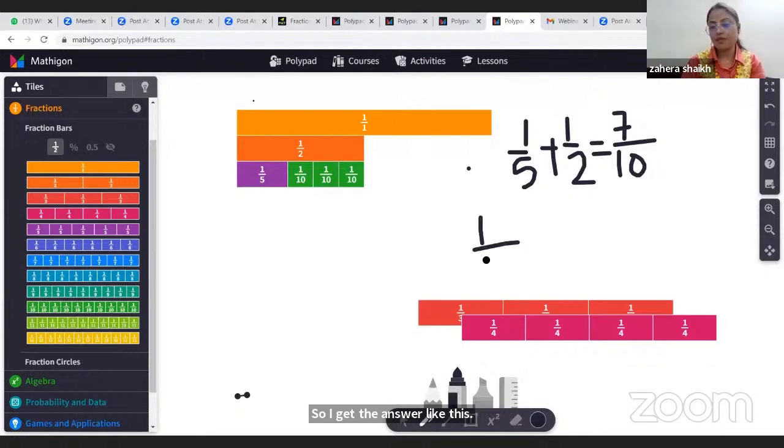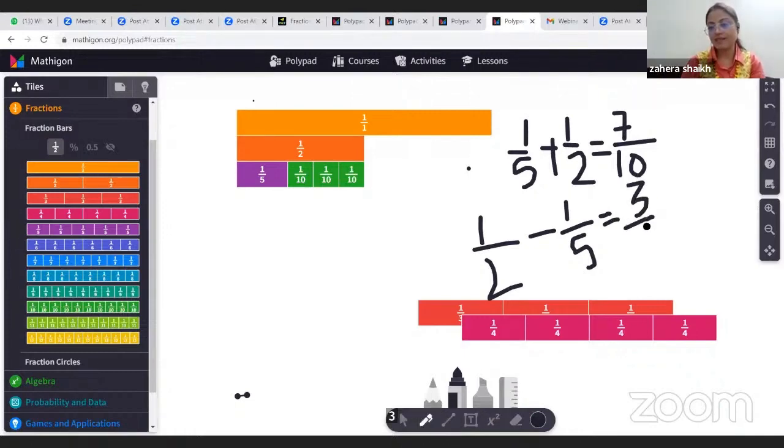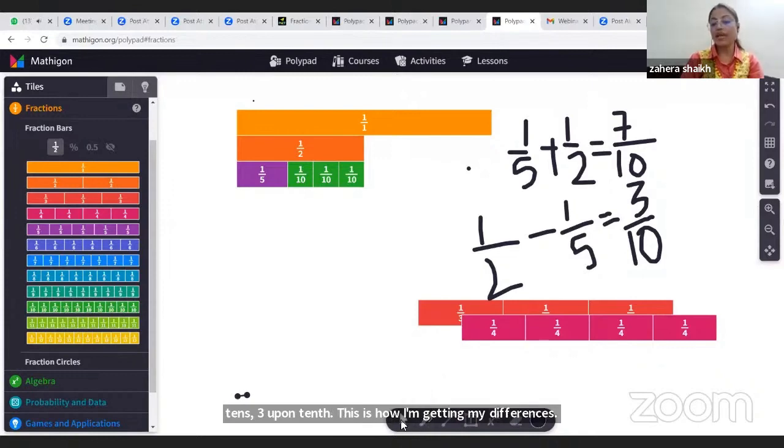So I get the answer like this: half minus 1/5 is equal to 3/10. Okay, 3/10. This is how I'm getting my differences. So this is the basic operation, addition, subtraction. Now we can find out multiplication and division as well. How can we do that?